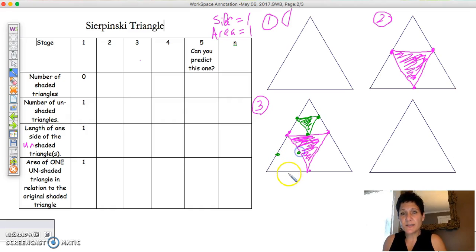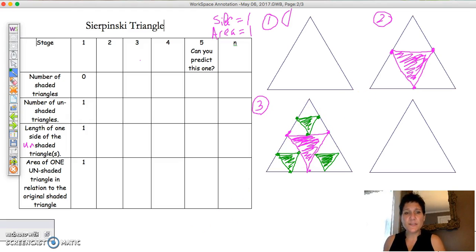As they're doing this, I think you need a day almost to let them just draw these in. Give them a bunch of blank triangles and let them keep doing a bunch of iterations, because that's literally what I'm doing. This is the second iteration of Sierpinski Triangle. So this is stage 3.